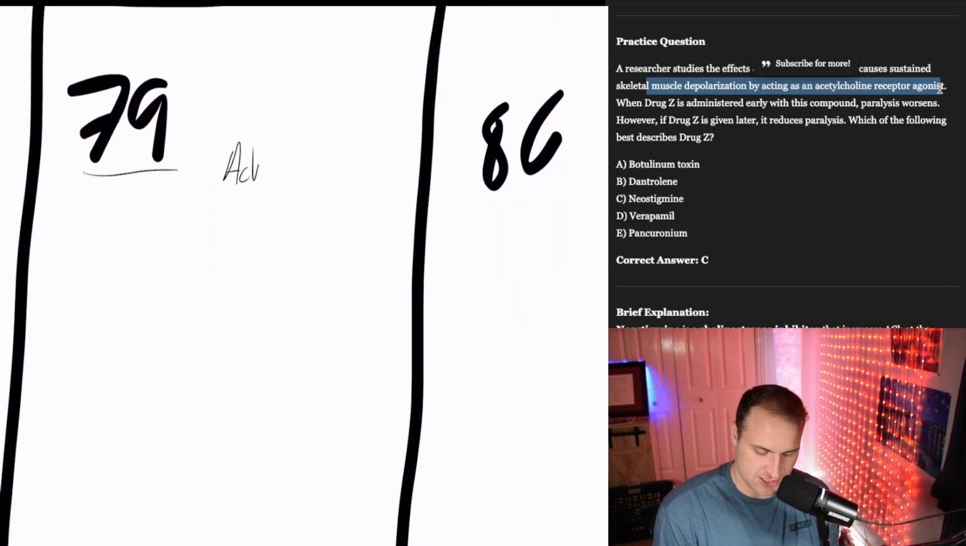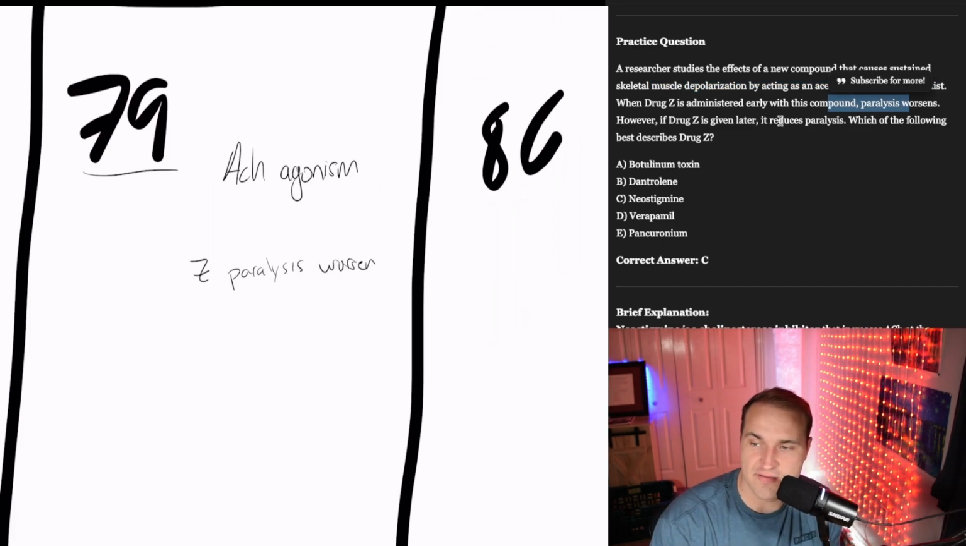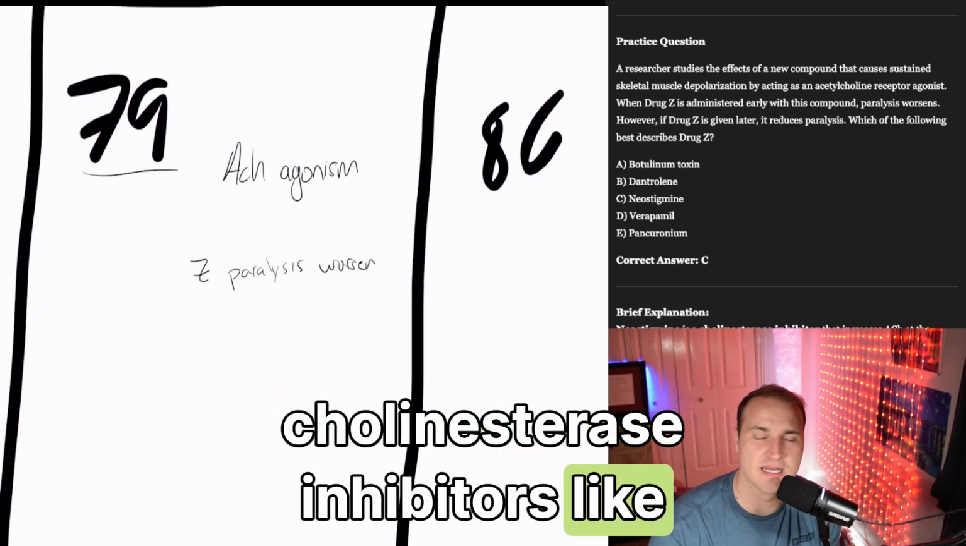Okay, ACh agonism. However, if drug Z is given later, it reduces paralysis. Which of the following describes drug Z? So early, it causes it, later it reduces it. So succinylcholine alone will cause muscle paralysis. So our drug that we're giving enhances acetylcholine during phase 1 and it reverses it during phase 2. This has to be some sort of a paradoxical effect, and this is classically seen in cholinesterase inhibitors like neostigmine.